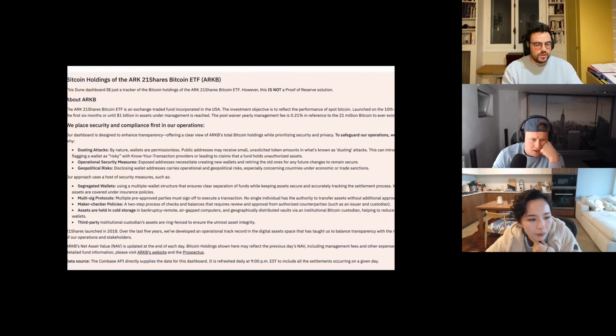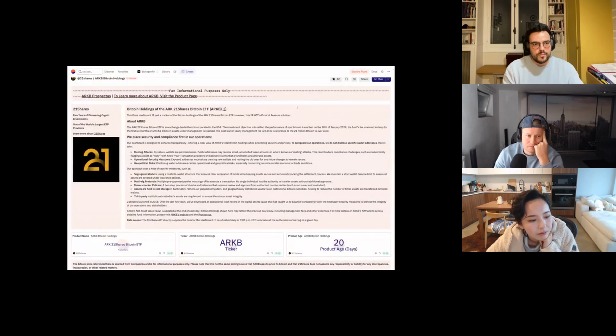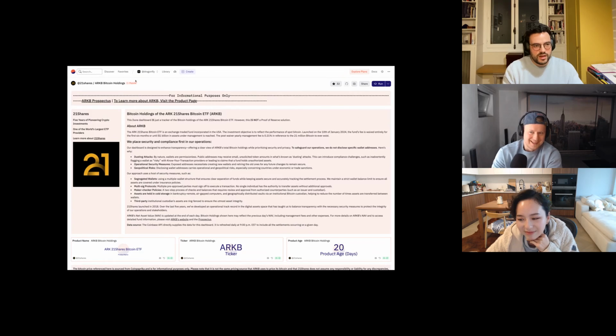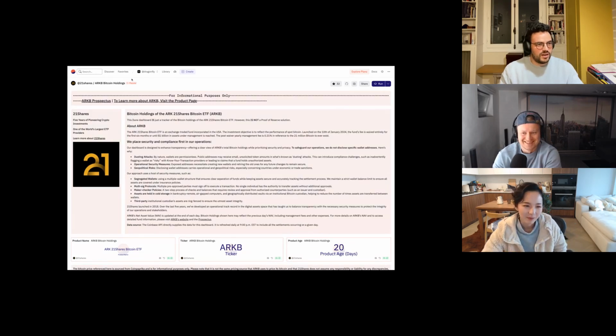I understand a little less on the two other points, operational security measures, because I'm guessing once you know the addresses, maybe you're more vulnerable. But is that really true? I don't know. Geopolitical risks, I'm not too sure about either. I would say the dusting attacks are probably the most annoying one, because now you need to disclose those assets. But obviously I haven't worked for an ETF issuer, so I don't necessarily know the full picture.